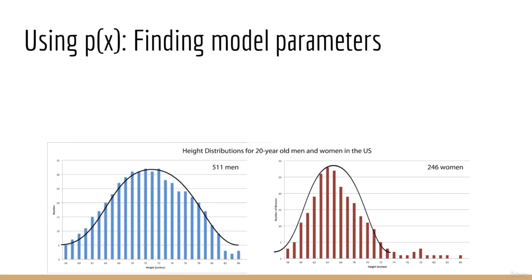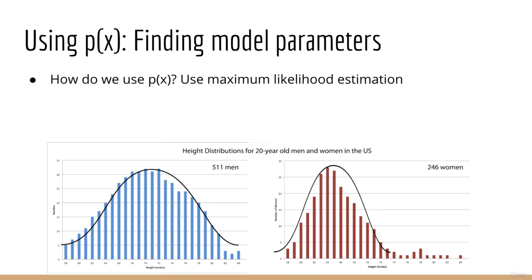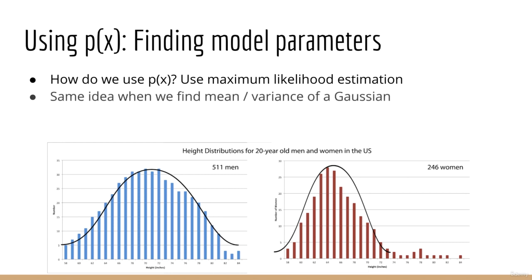So why does p of x help us find the model parameters? Well, this is nothing but maximum likelihood estimation. This is the same thing we do when we want to find mu and sigma for a Gaussian distribution. Let's suppose we collect a bunch of heights from the people in our class, and we would like to fit a Gaussian model. The mu and sigma that we find should be the mu and sigma that maximize p of x, the joint distribution of the data we collected.